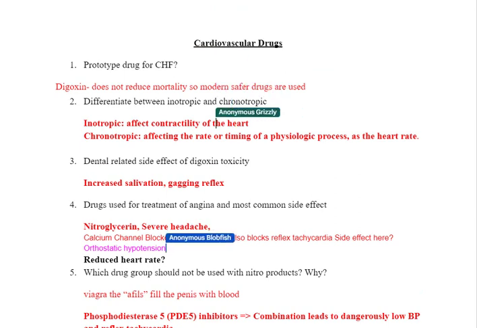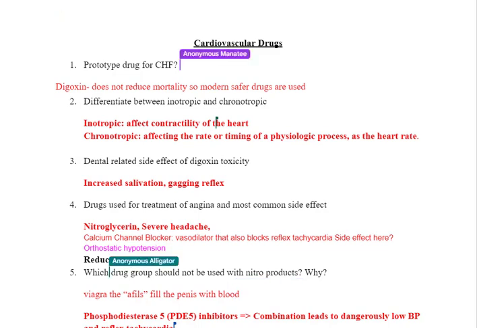Cardiovascular. Prototype drug for congestive heart failure is digoxin. Not used very often anymore. And I think maybe down here somewhere there's something. I'm going to go back. Yes, it is. Okay. So differentiate between ionotropic and chronotropic.